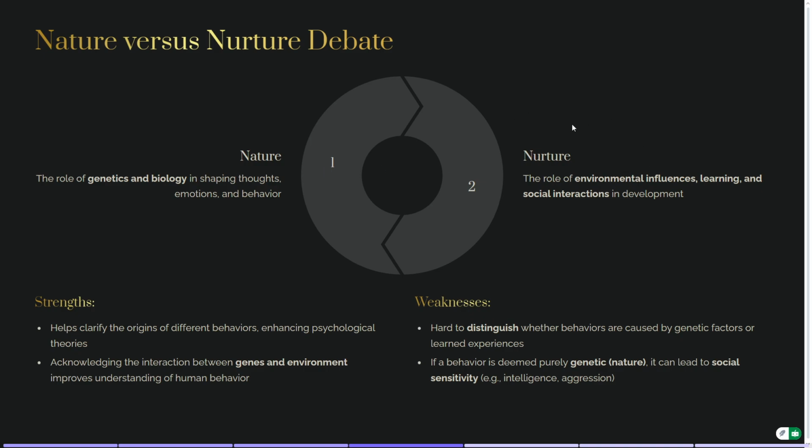Okay, nurture, on the other hand, believes that it is the environmental factors that influence your behavior, especially learning, things that you learn from the environment. Okay, that is nurture. You learned how to do this.